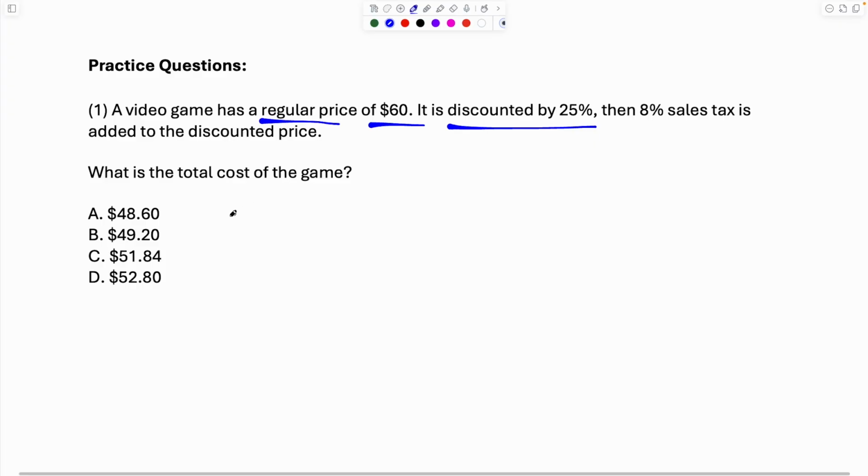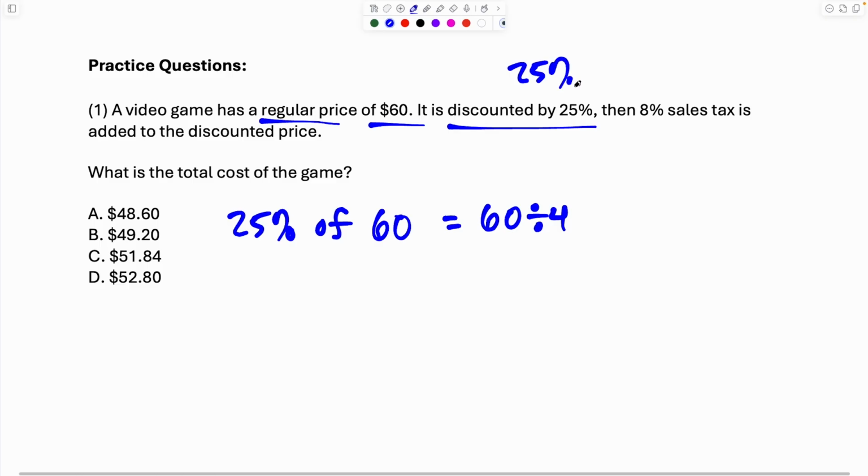So what we could do is we could first find 25% of 60. So I'm going to go ahead and do this. So to find 25% of 60, what we could do is we could just take 60 and divide it by 4. And remember from our anchor percents that 25% is equal to 25 out of 100, which reduces to 1/4. Okay, so we could just take 1/4 of 60, which is the same thing as doing 60 divided by 4. 60 divided by 4 is equal to 15. So that's how much is going to be taken off of the regular price.